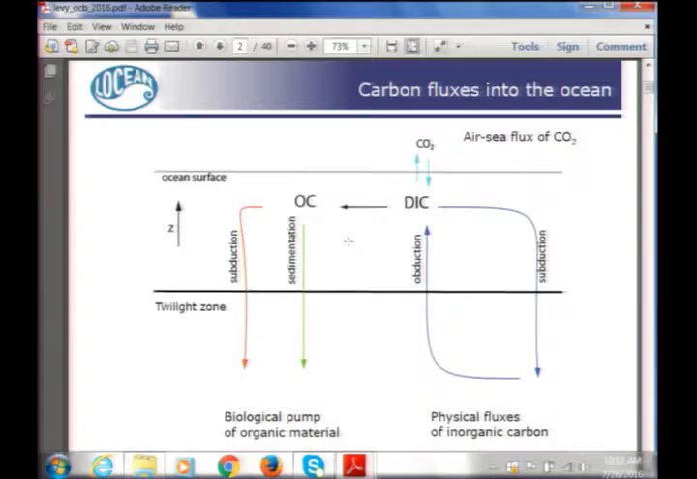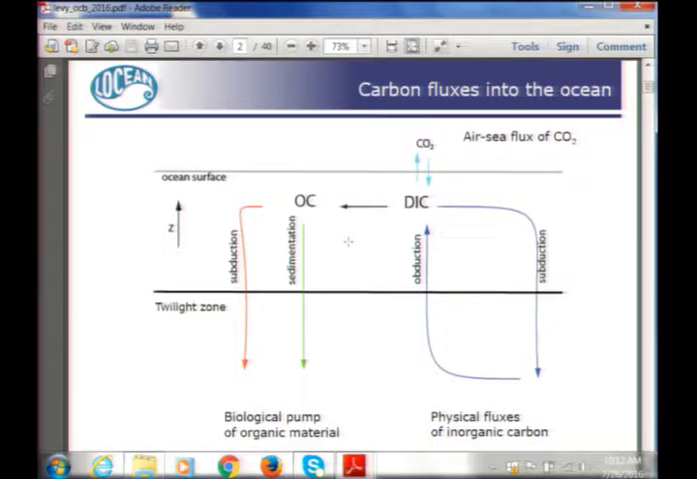So this is a very simplistic representation of the carbon fluxes into the ocean. So that's the surface of the ocean here. You have an exchange of CO2 between the ocean and the atmosphere. And I have drawn another line here, which is the line between the surface ocean and the twilight zone. And basically what you have at the surface of the ocean is a conversion between inorganic carbon to organic material, and this organic material is sinking, and that's what we discussed a lot yesterday.